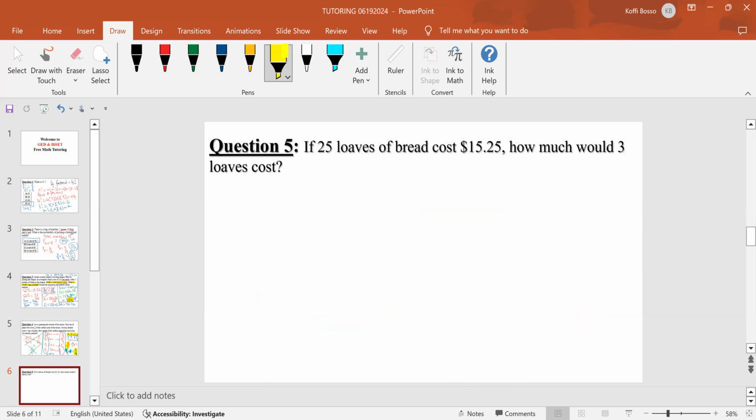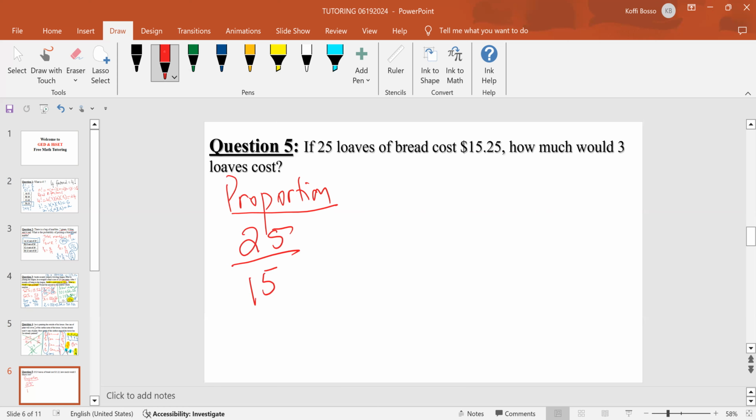In this case, I did cross multiplication. I set up a proportion. I think this is a proportion problem, so it will be 25 loaves of bread over $15.25 equals 3 loaves over x. Perfect. If you use loaves on top, you have to use loaves on top here too. Exactly.